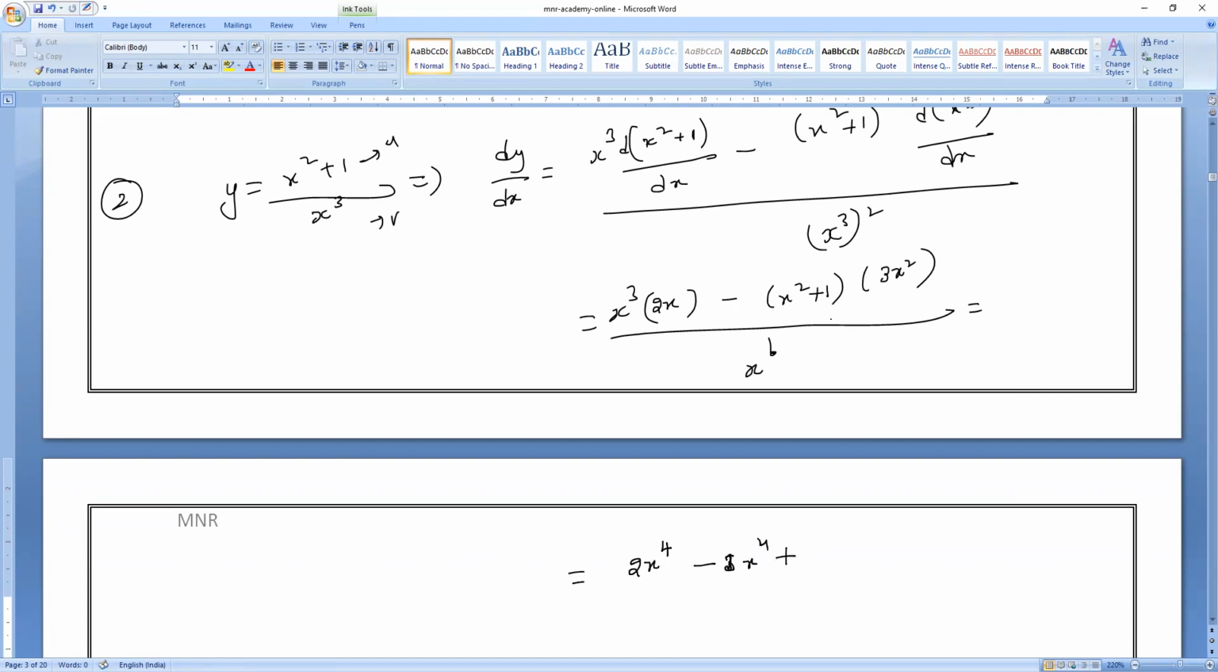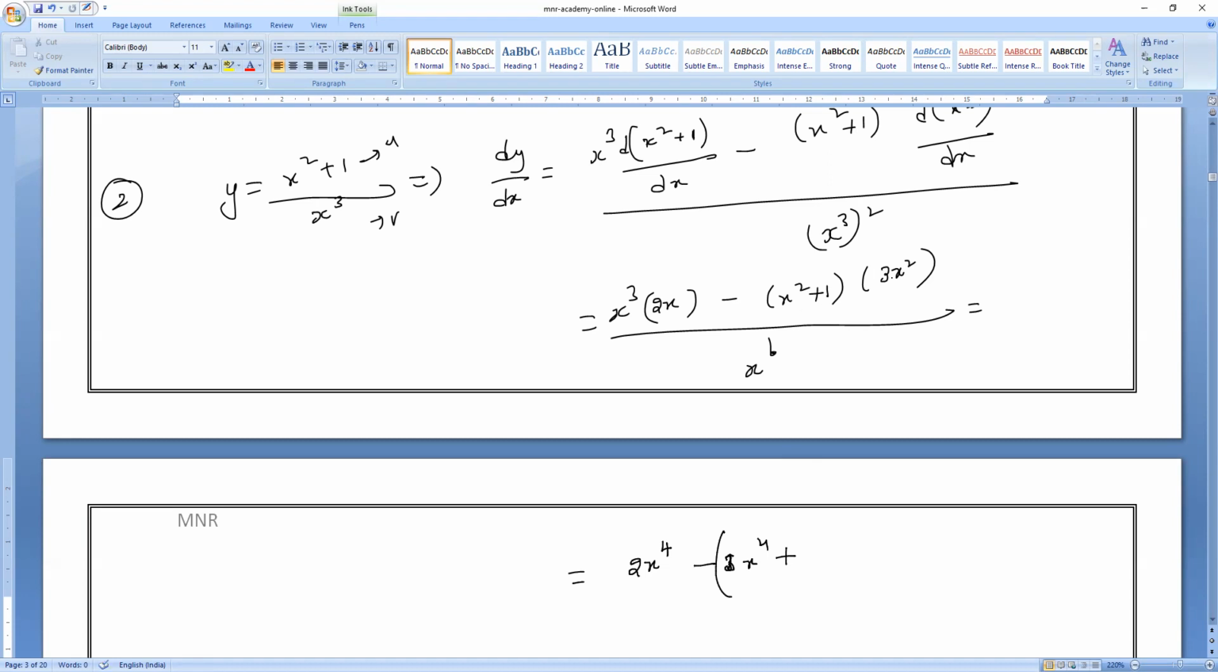Plus 1 into, sorry, minus, the minus stays for both. So the next one, what will come? Here plus. This minus is for both, let me finish this multiplication.